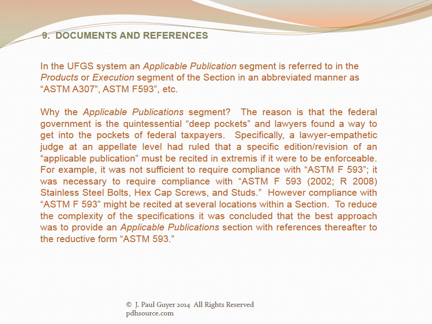In the Unified Facilities Guide Specifications section, an applicable publication segment is referred to in the products or execution segment of the section in an abbreviated manner as ASTM A307, ASTM F593, etc. Why the applicable publications section?